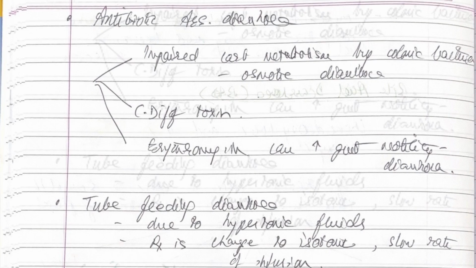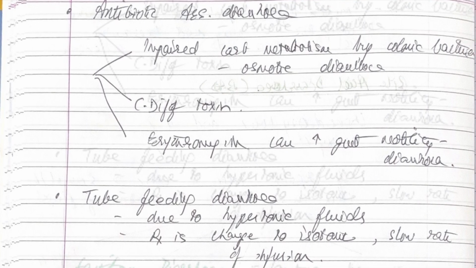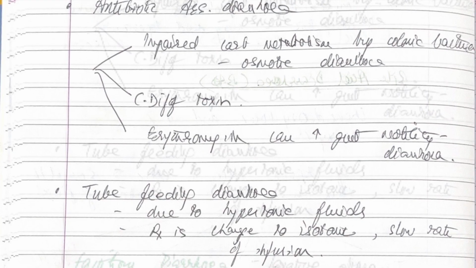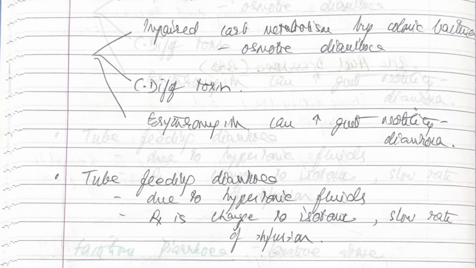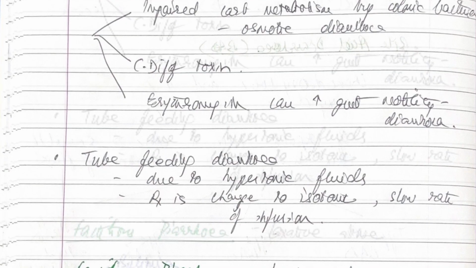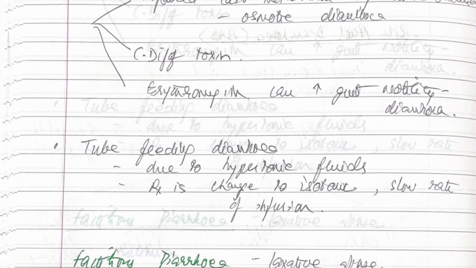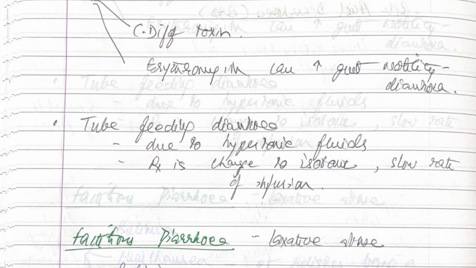Antibiotic-associated diarrhea. This could be by 3 mechanisms. Firstly, impaired carbohydrate metabolism by colonic bacteria, causing an osmotic diarrhea. Secondly, Clostridium difficile multiplies and the toxin produced by it causes pseudomembranous colitis. And thirdly, erythromycin can increase gut motility, causing diarrhea.